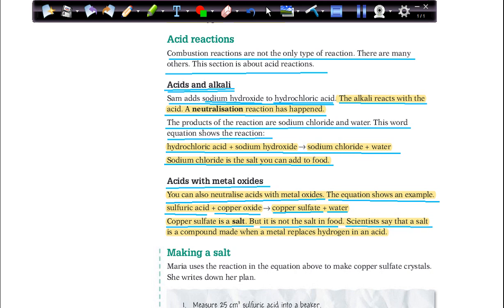Scientists say that a salt is a compound made when a metal replaces hydrogen in an acid. So here we have sulfuric acid and we have copper oxide.